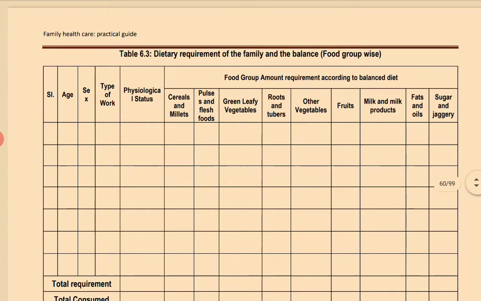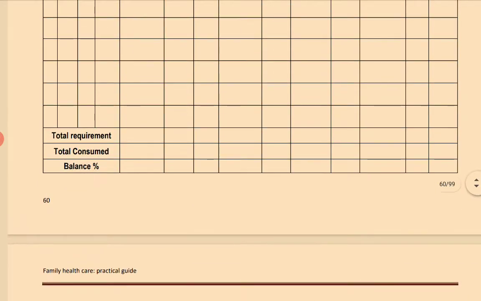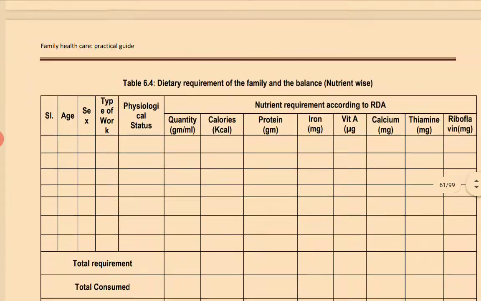Then you will make two charts. This is for the food group wise. So for each of the persons, serial number 1, 2, 3, etc., you will write the amount of items which is required by them. This is the required amount, and you shall write the total. You already have calculated the consumed, so you will make the balance as consumed minus required, divided by required, into 100. It will be the balance percentage.